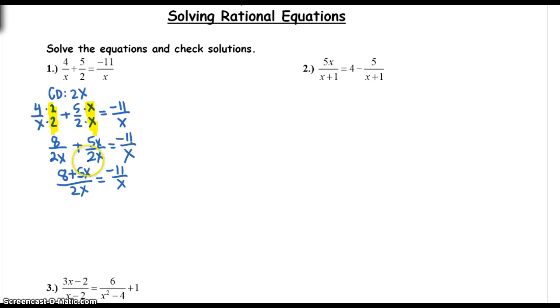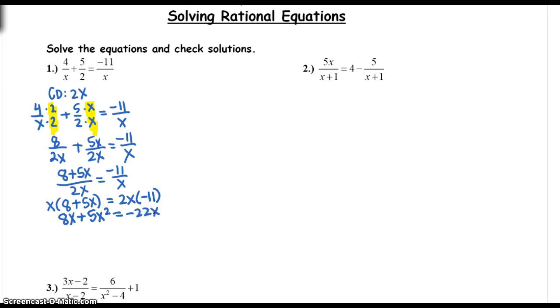And now what you can do here is cross multiply. You can only cross multiply if you have a fraction equals a fraction, okay? A fraction equals a fraction. And when you do cross multiply, make sure you multiply the entire thing together. So it's x times all of this. So you've got to distribute it to all of it. And that's going to equal 2x times negative 11. So we distribute here and we have 8x plus 5x squared equals negative 22x.